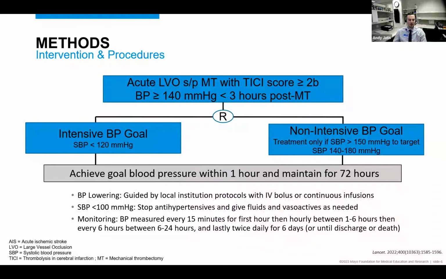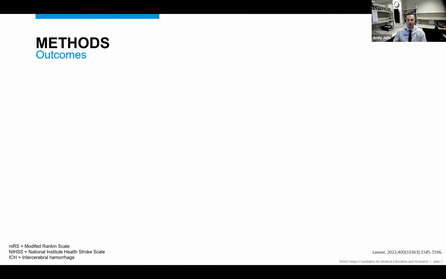And then lastly, if systolic blood pressure was less than 100 millimeters of mercury, the antihypertensives were to be stopped, and of course fluids and other resuscitative therapies were to be administered. The monitoring for blood pressure was pretty routine, with frequent assessments that would mirror what our guidelines recommend. Moving on then to our outcomes for our methodology.